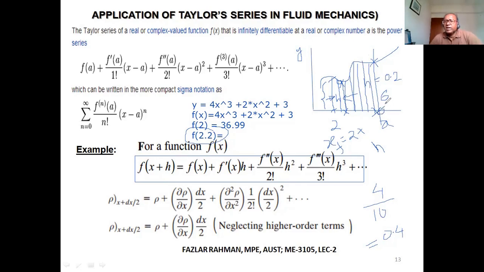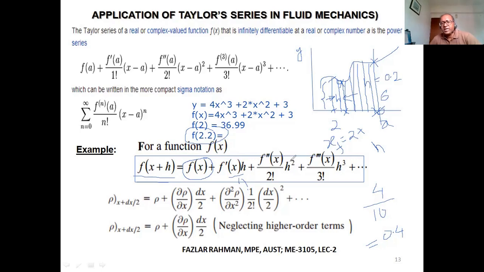I think you already know this kind of numerical analysis from mathematics. You have already heard this name, the Taylor series. That means if you know the value at f of x, then you can figure out the value of the function at f of x plus h. How? f of x plus h equals f of x plus the derivative of f of x into h divided by factorial 1. Next term, the second derivative divided by factorial 2, into h square.